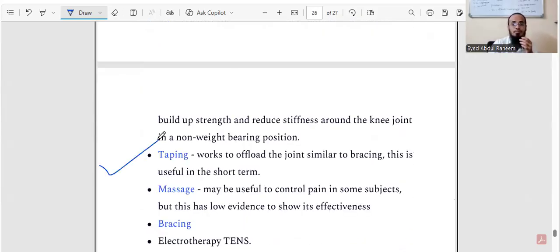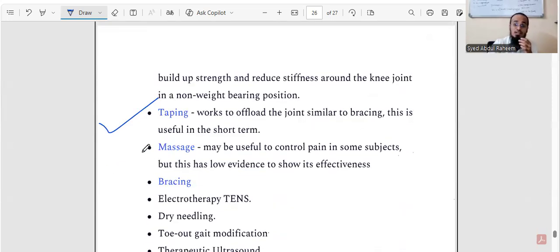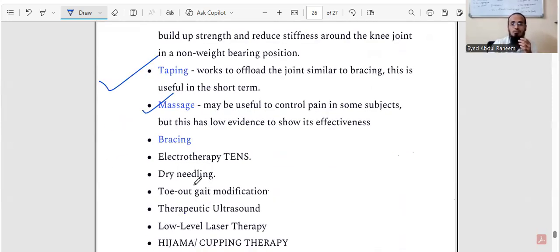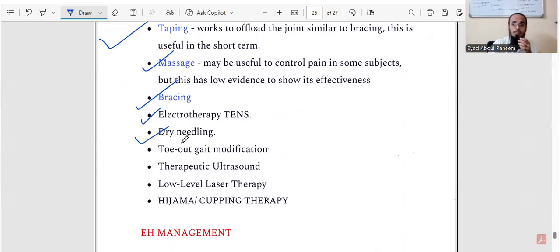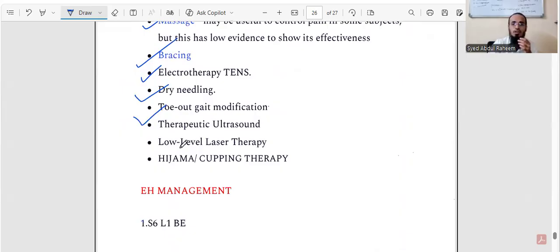Taping is also helpful. Massage is also helpful, but it is not a cure. Bracing, I already told you. In physiotherapy, they will do TENS therapy, dry needling, toe-out gait modification, walking style improvement, therapeutic ultrasound, laser therapy, and hijama cupping therapy.